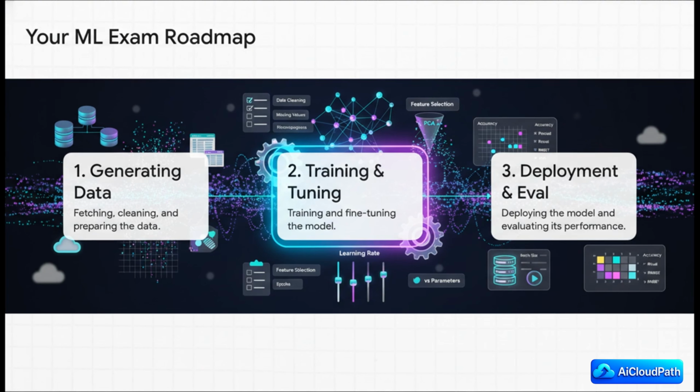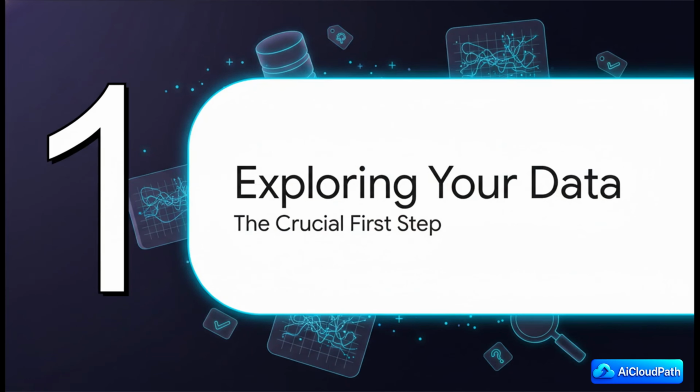Okay, so here's our game plan, our roadmap for this session. We're going to hit 3 core stages you absolutely have to know. First, generating the data. Then we dive into training and fine-tuning, and we'll finish up with deployment and evaluation. Simple as that. So let's jump right into part 1, exploring your data.